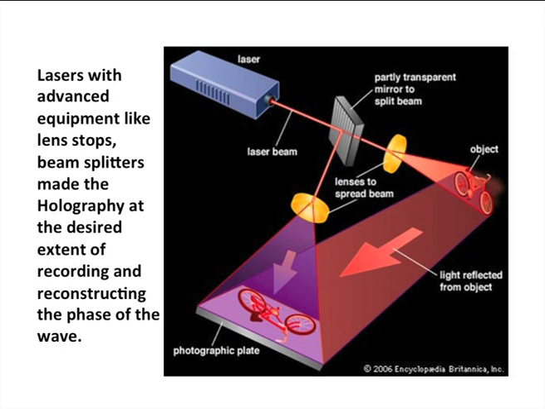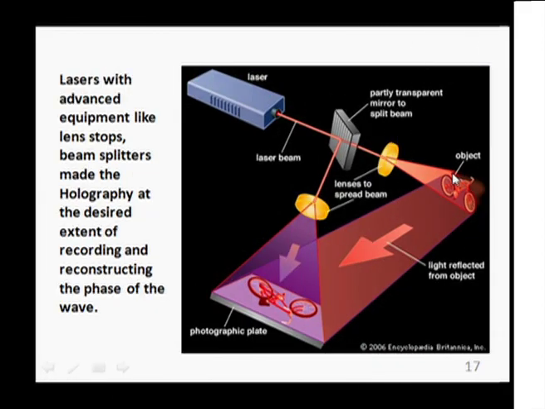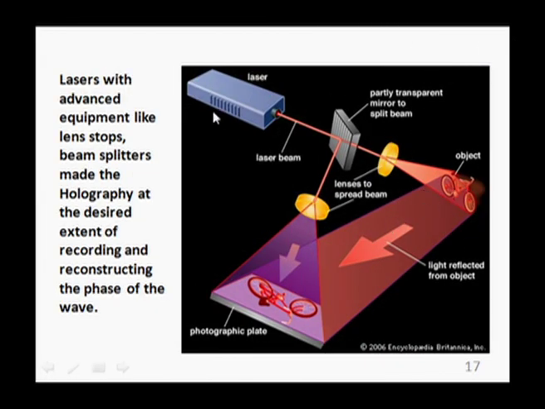Now, in this diagram we will see the object is a cycle and light comes and falls on the partially transparent mirror and that falls on the object. This is the object wave or object beam. The split beam directly falls on the plate, and these two interfere and produce a hologram on the photographic plate. So, this hologram we will observe like this, that is recorded.